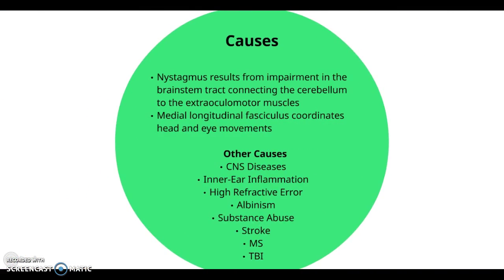Nystagmus results from impairment in the brainstem tract connecting the cerebellum to the extraocular motor muscles. The medial longitudinal fasciculus is the brainstem tract connecting these two, and it is responsible for coordinating head and eye movements. Other causes of nystagmus include CNS diseases and substance abuse, which were mentioned with acquired nystagmus earlier. Strokes, TBIs, and multiple sclerosis are also conditions that could result in acquired nystagmus. Inner ear inflammation, albinism, and high refractive errors such as nearsightedness are often associated with congenital nystagmus.